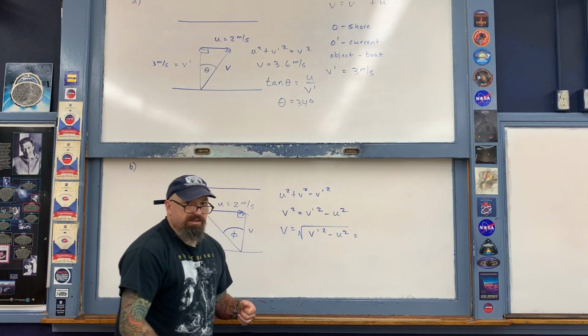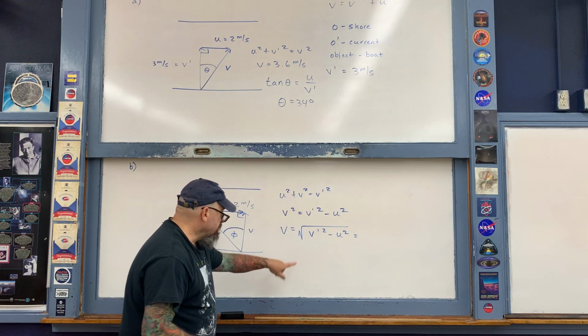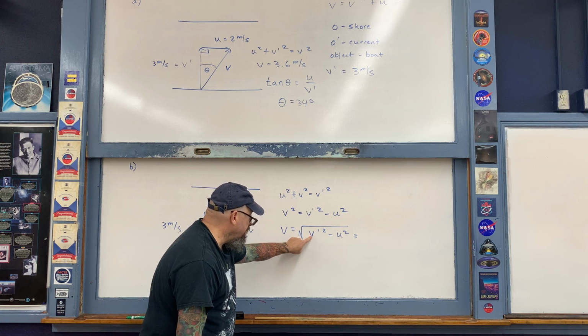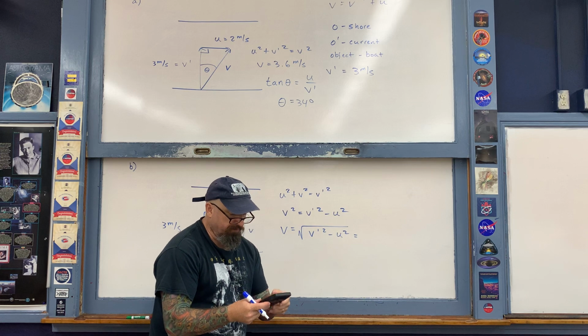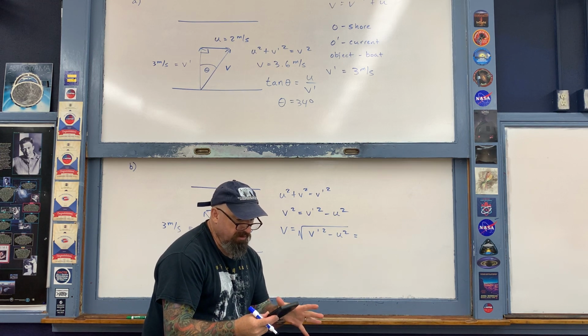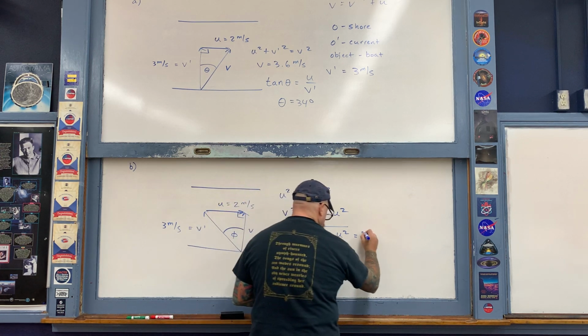So in this case, the speed of the boat with respect to the shore is going to be the square root of 3 squared, so 9, minus 2 squared. 9 minus 4 is 5. The answer is root 5. So the square root of 5 is about 2.2 or so meters per second.